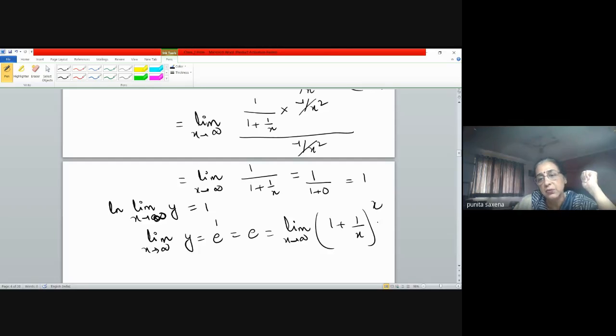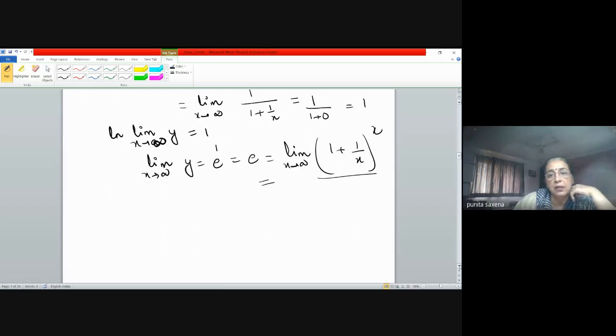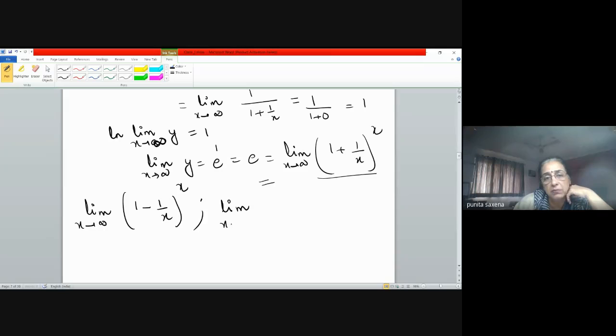Okay. So that is why this limit is e. Now, to practice, just try this also. Then you will see the pattern. Try evaluating this: limit x tending to infinity, (1 minus 1/x) to the power x. Evaluate the limit. They are probably not in the exercise, but I'm just asking you to evaluate these limits.